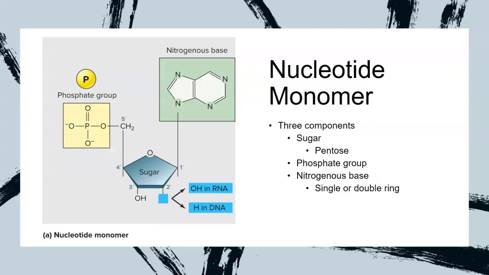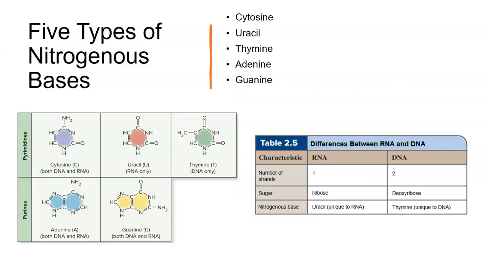Those nucleotide monomers have three components. We have a sugar, a phosphate group, and a nitrogenous base. Okay, so we have different nitrogenous bases. This one you see has a double nitrogen ring. Some of them have a single nitrogen ring. We have 5 types of these nitrogen-containing bases.